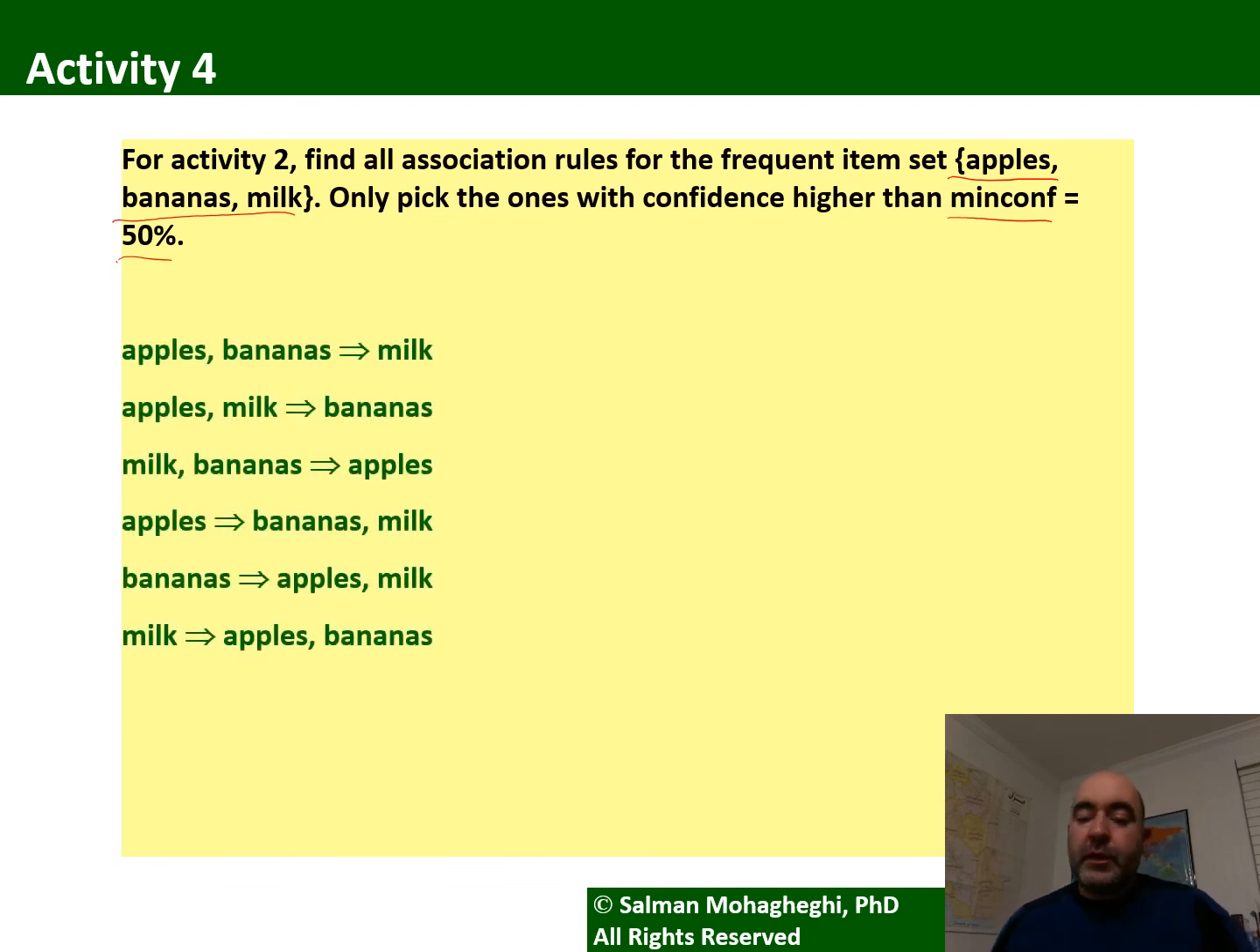All right, so assuming you have done these different combinations of rules that can be obtained from this item set, these are the series of rules that you will get with a confidence of higher than 50%.